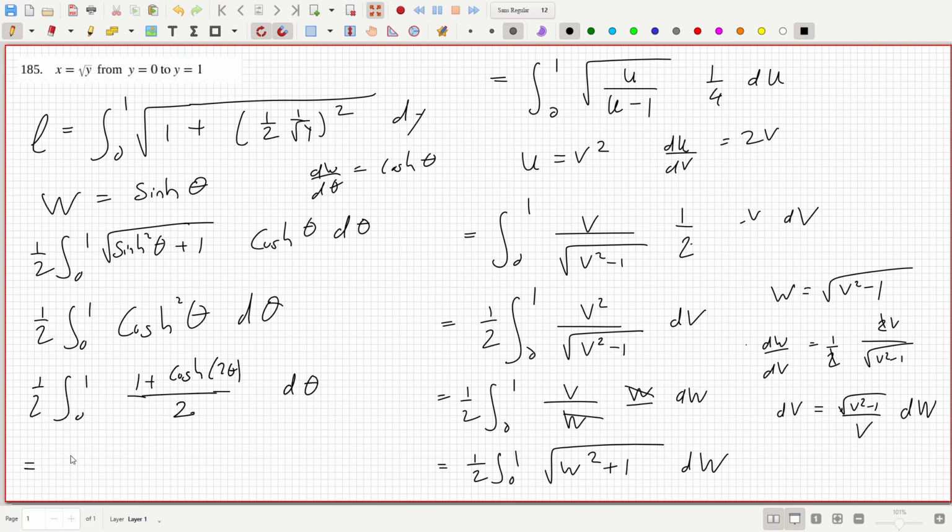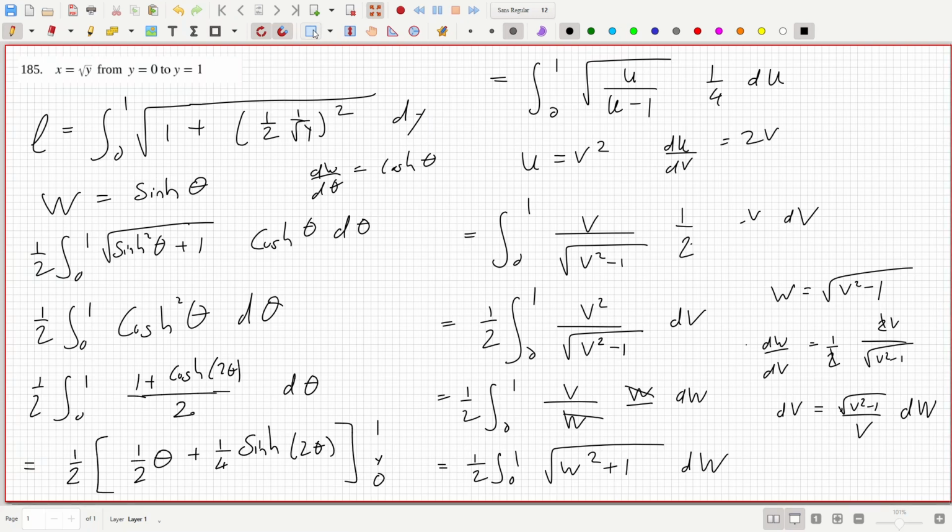So that's a half theta plus a quarter sine 2 theta. Now the only problem is those 0 and 1, they were for y, and I've completely lost track of my substitutions at this point.